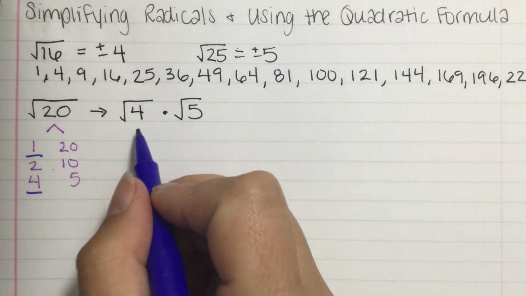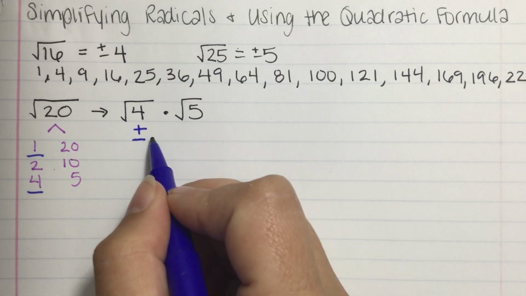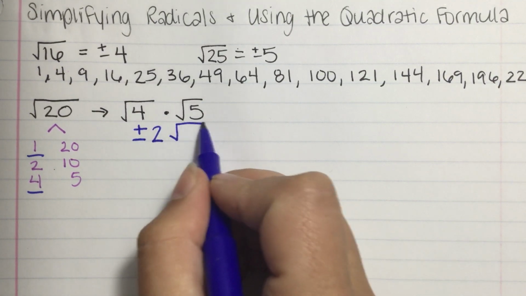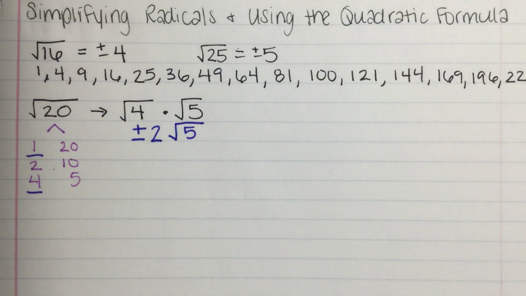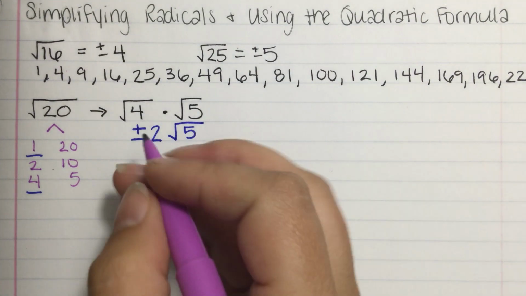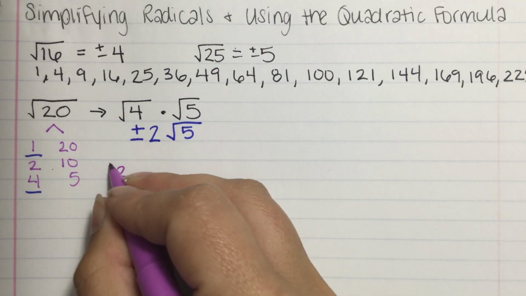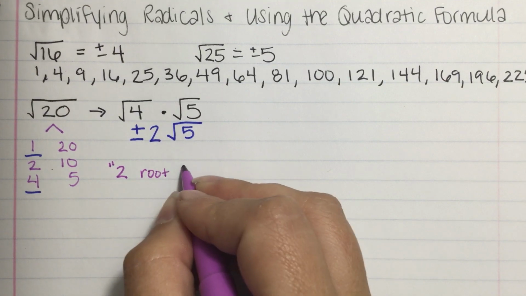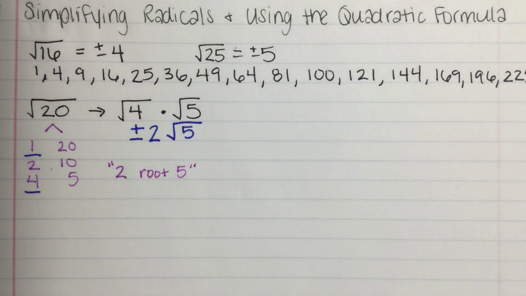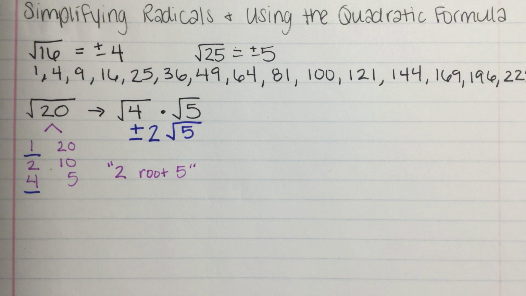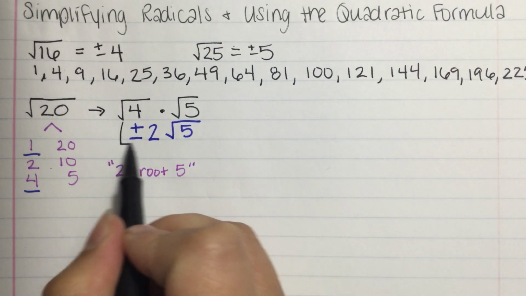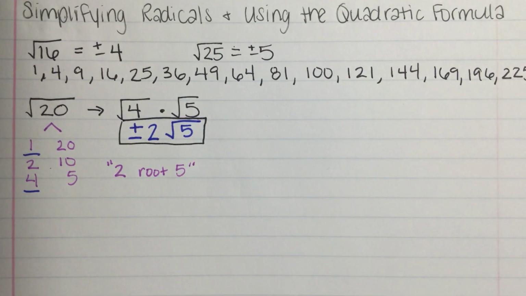The square root of 4 is positive or negative 2, and root 5 is going to stay the way it is. The way that you say that out loud is 2 root 5. So that would be a simplified radical. This right here would be your new answer.